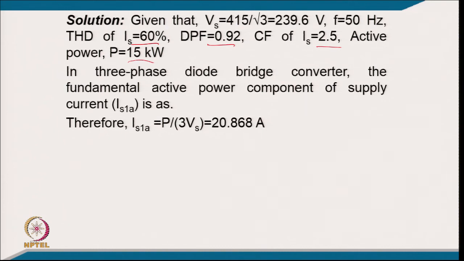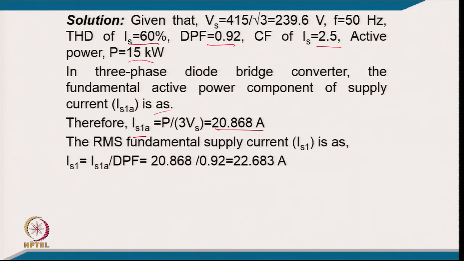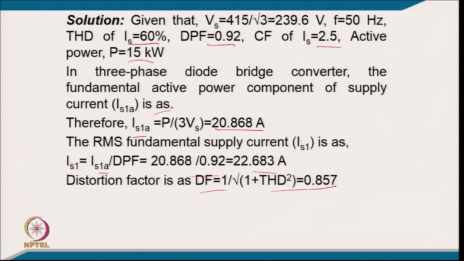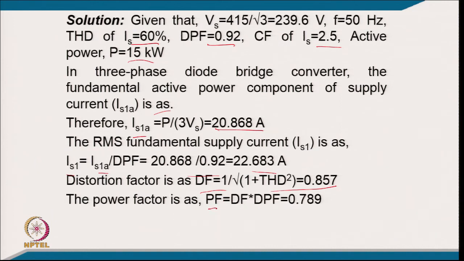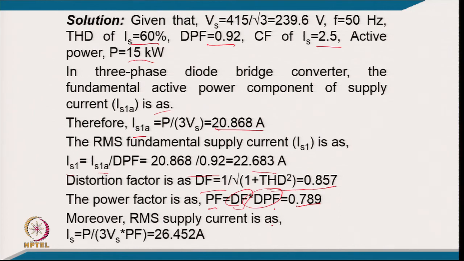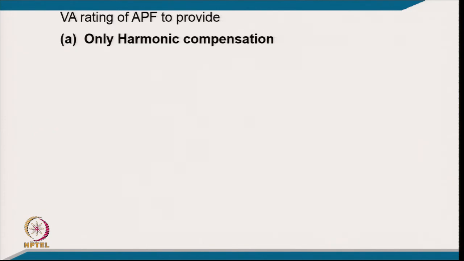So, in a 3-phase diode bridge rectifier converter, the fundamental active power component of supply current is IS1A equal to P upon 3 Vs, that is 20.868 ampere, and the RMS fundamental supply current is IS1 equal to IS1A divided by DPF. So, it comes to 22.683 ampere, and the distortion factor from THD we can calculate, it comes to 0.857. The power factor, as defined in this power electronics application, is distortion factor multiplied by displacement factor. So, we have both here and it comes to 0.789. Moreover, the RMS supply current is IS equal to P upon 3 Vs into PF, it comes to 26.452 ampere.